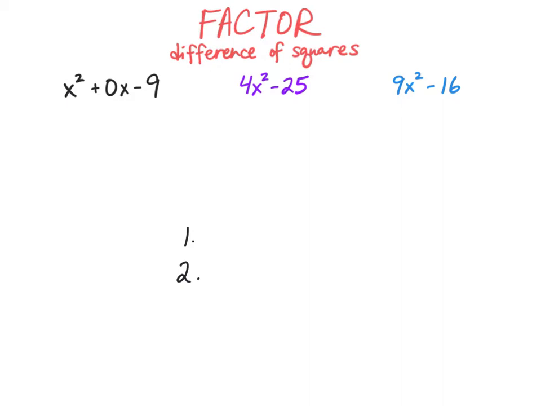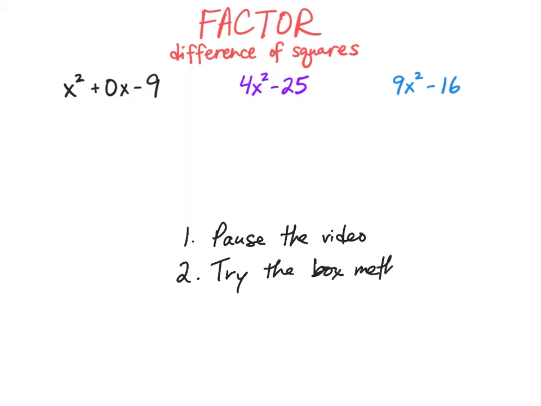The first thing is that in a second you simply pause the video. And the second thing is that you try the box method, the area model, on these three problems. So if you could go ahead, pause the video, try the box method on these three problems, then come back and we're going to talk about what happens.